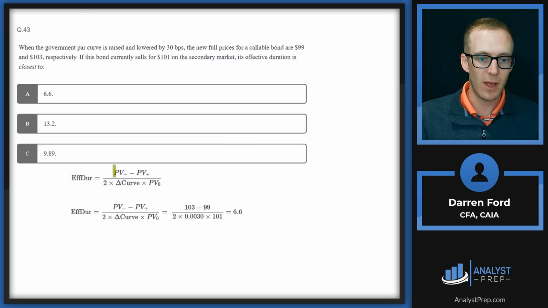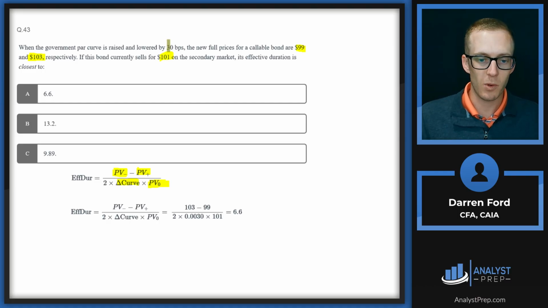So we're going to take present value under a decrease in rates. So this will be a higher number. So when rates decrease, we would be plugging in this 103 since we're going to have a higher price under a rate decrease. And then we're going to subtract from that the present value under a rate increase. So under a rate increase, we're at 99. And then we're going 2 times the change in the curve, which is our 30 basis points, and multiply that by our current present value of 101.